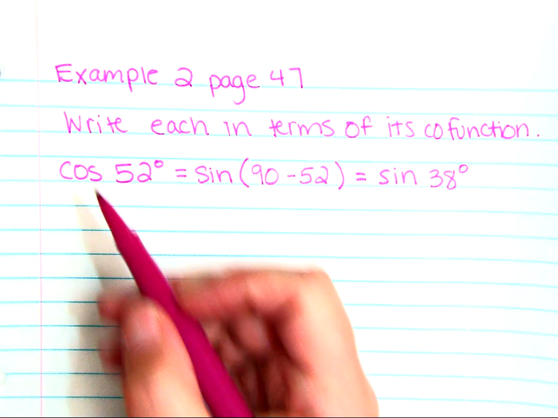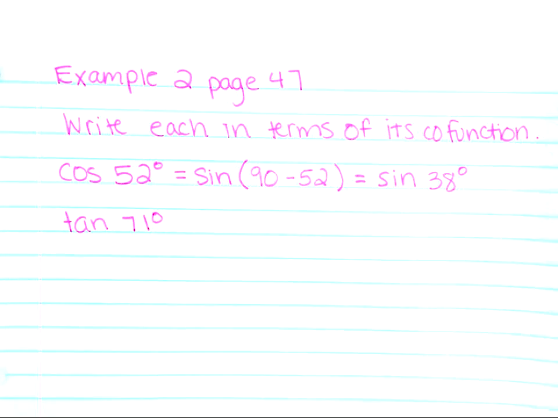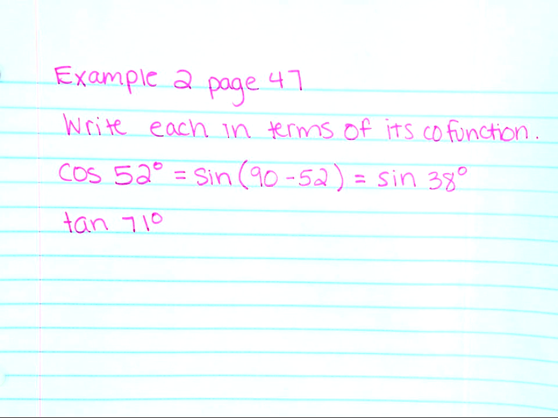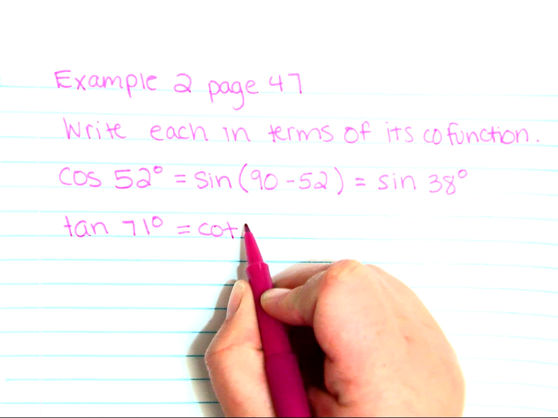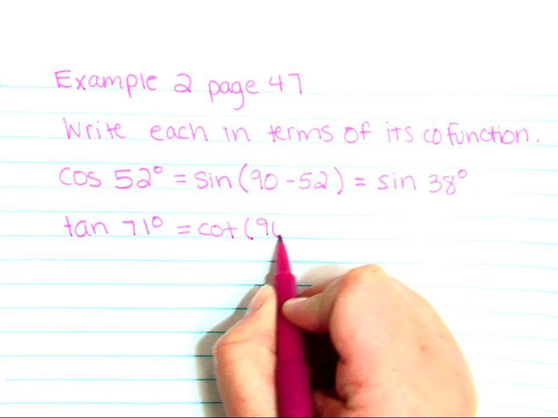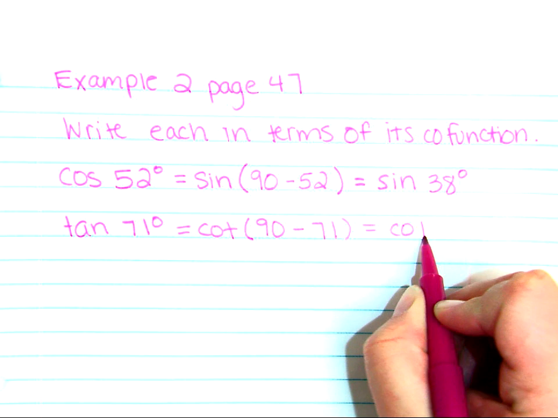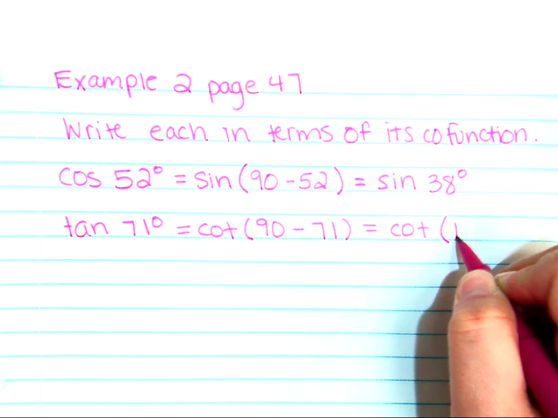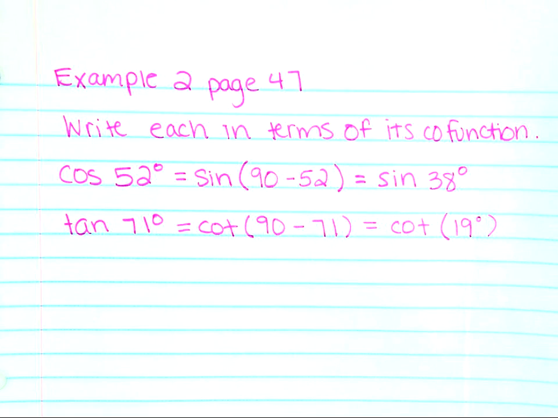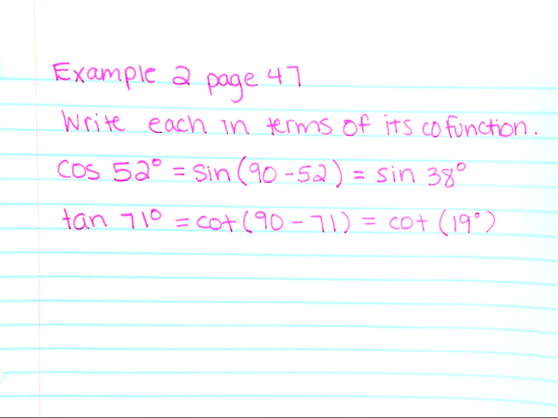So then what about the tangent of 71 degrees? How would I figure that out? First of all, when I think cofunction for tangent, it's cotangent. So that should be the cotangent of 90 minus 71 degrees. So this is really equal to the cotangent of 19 degrees. Parentheses on that last one aren't necessary. I just got a little parenthesis happy.